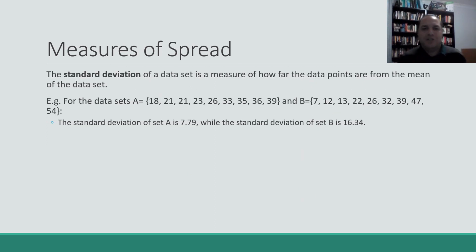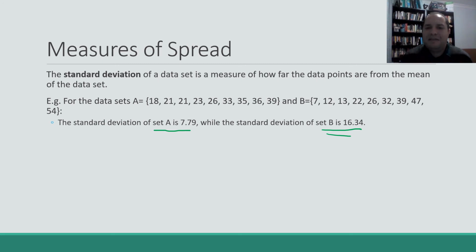Finally, standard deviation is basically a measure of how far the data points are from the mean. So interquartile range largely works with the median and quartiles, whereas standard deviation works with the mean, and it's basically a measure of how far away the data points are from the mean. So looking at this one here, the standard deviation of set A is 7.79, so a small value, especially compared with set B, which is 16.34.